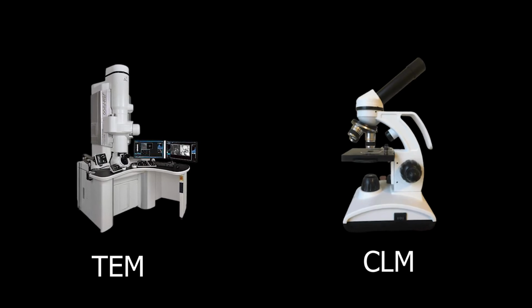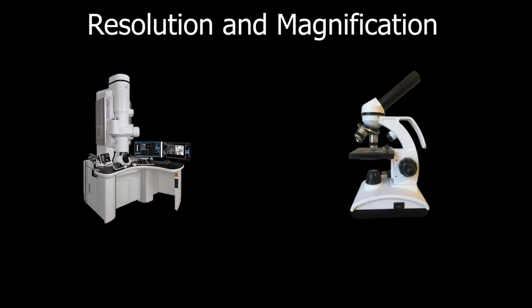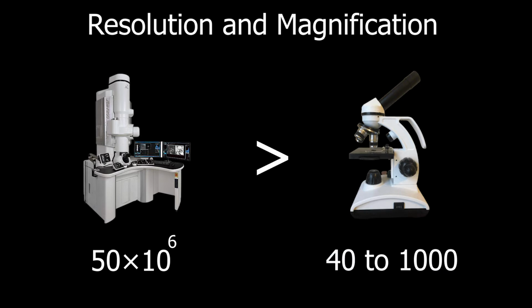So, how does the TEM compare to a standard compound light microscope? For the resolution and magnification of the microscopes, TEM is considered to have both a higher resolution and magnification with more than 50 times 10 to the 6 times magnification. The CLM, on the other hand, has varying values depending on the model being used, ranging from 40 times to 1000 times magnification.